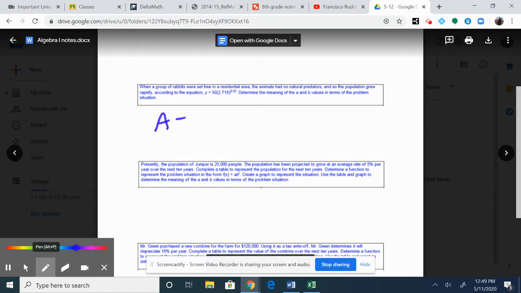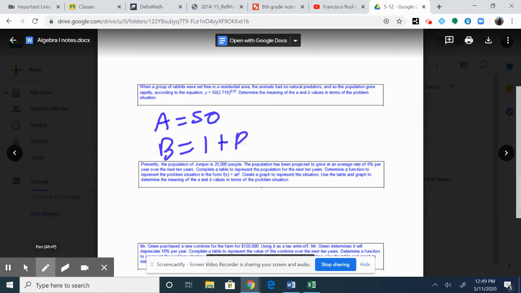So our A, our initial value, is 50, and our B is 1 plus something that had to give us 2.718. So the 50 tells us that we started off with 50 rabbits. So there were 50 rabbits that were set free, and they grew at a rate of 2.718.